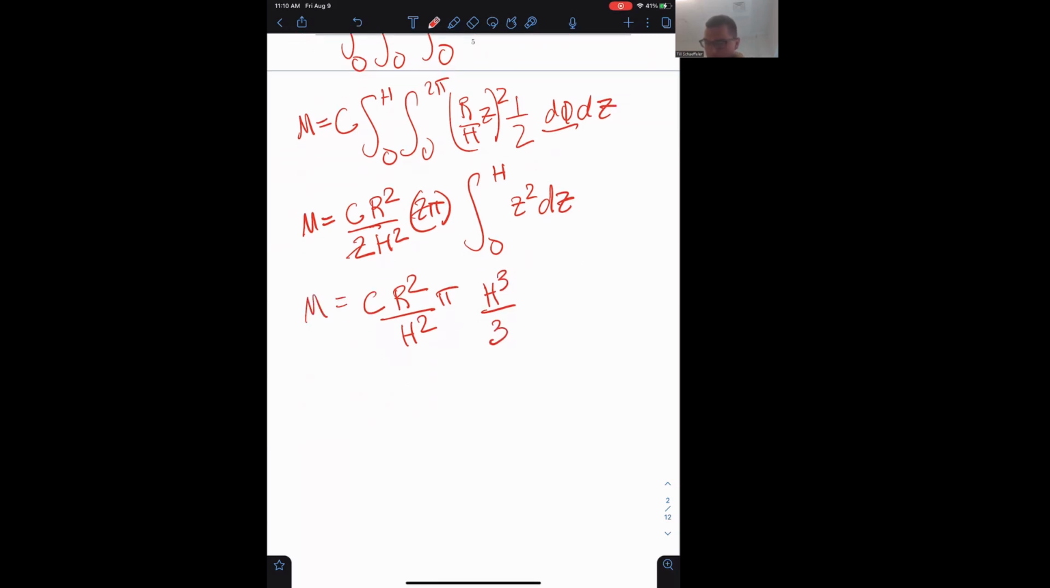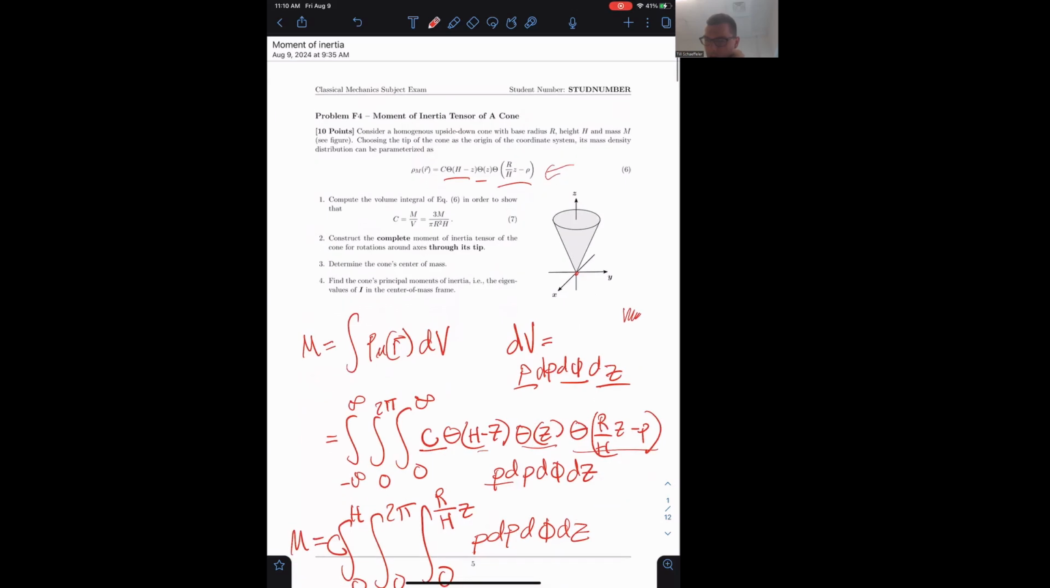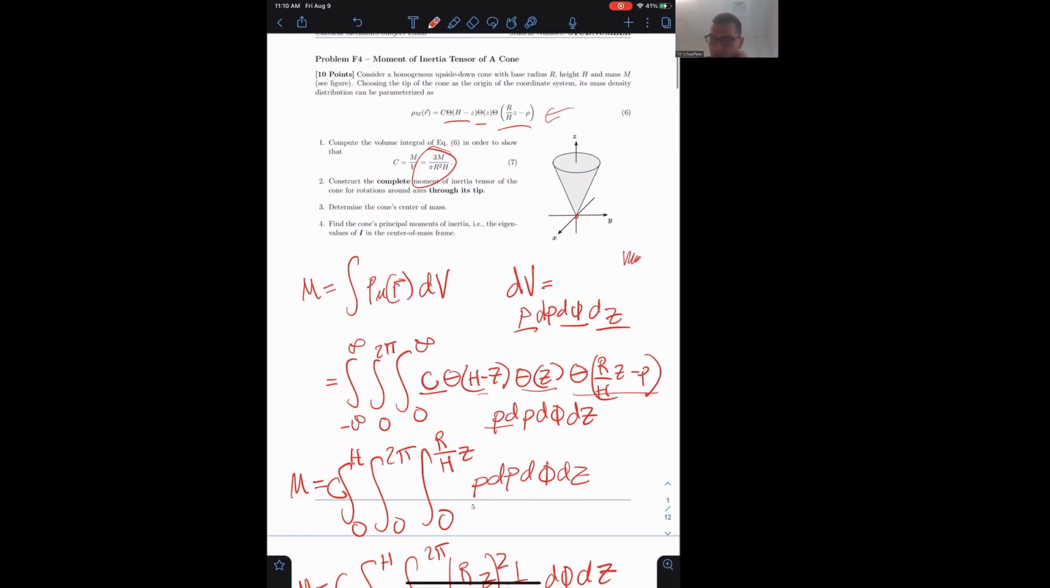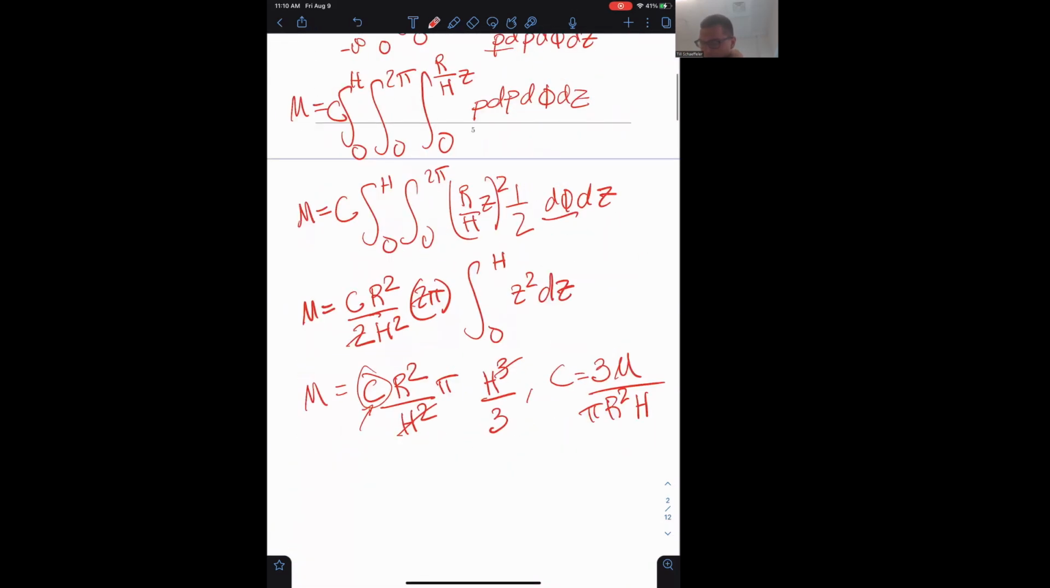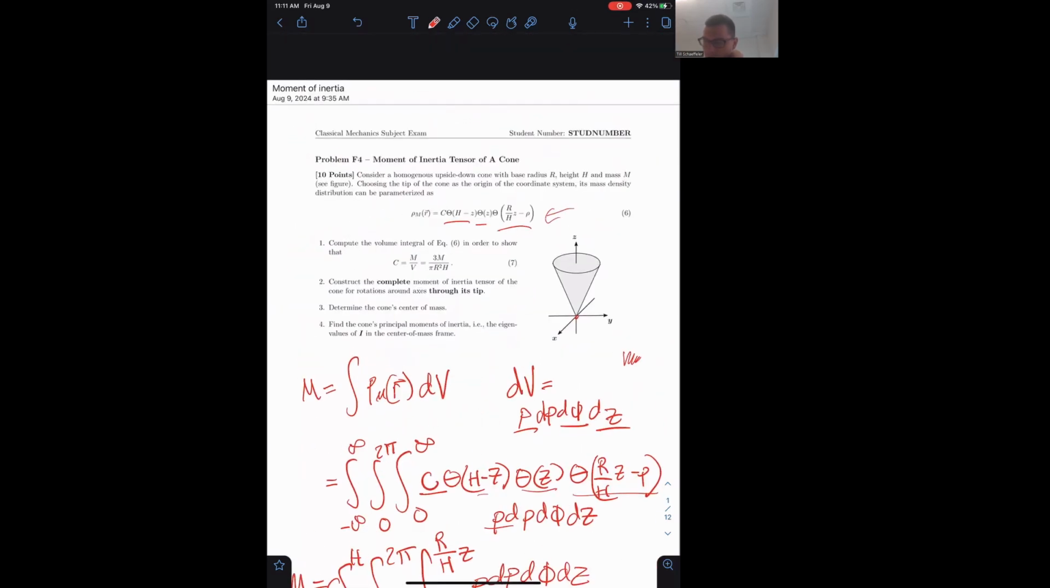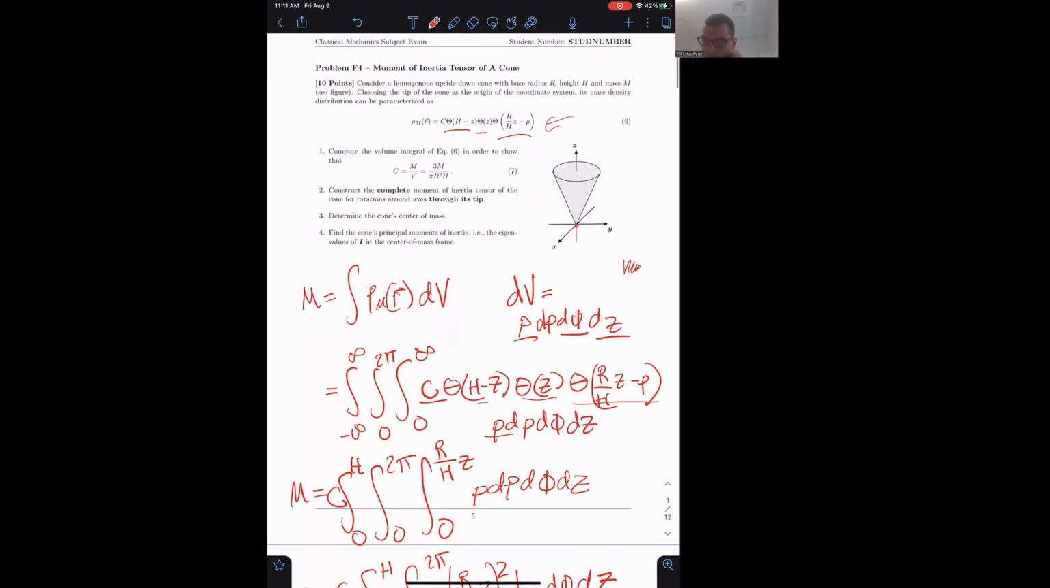Now we just have to, let's see, this can cancel. We just have to solve this now for C. So C is equal to 3m divided by pi r squared h. And that's what it says there. So that's the first part, and it will be useful later on in the problem.